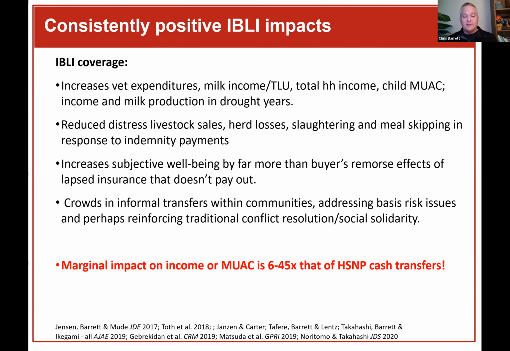Indeed, impacts that at the margin, as compared to the cash transfer program at the same time in the same place in northern Kenya, the marginal impact of $1 spent on IBLI versus $1 spent on HSNP was 6 to 45 times higher, depending upon what outcome variable you like, but consistently higher and by a very large margin. So this was clear evidence that there are positive impacts, and relative to the cash transfer programs that have been so popular, IBLI seemed a very cost-effective way to address the very real problems created by drought and poverty in this region.